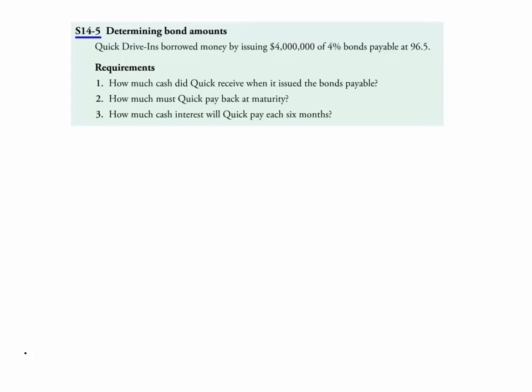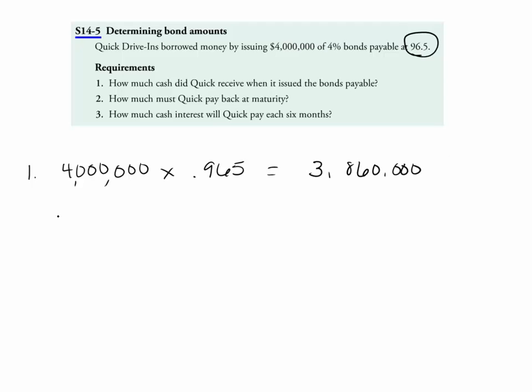Let's see. This next one says, Quick Drive-Ins borrowed money by issuing $4 million of 4% bonds payable at 96.5. That's how you'll pretty much see these written. So how much cash did they get when they issued the bonds? Well, this is what determines how much cash we got. So they got the face value of $4 million times 0.965. They got 96.5% of that. So they got $3,860,000 cash when they issued the bonds.